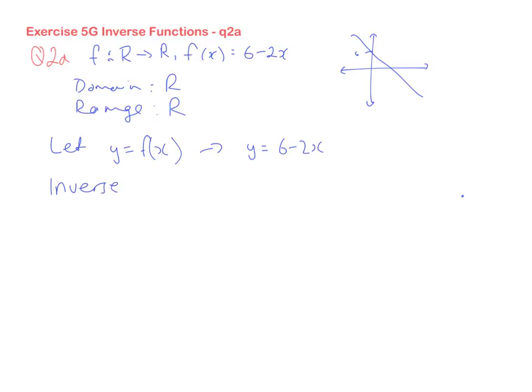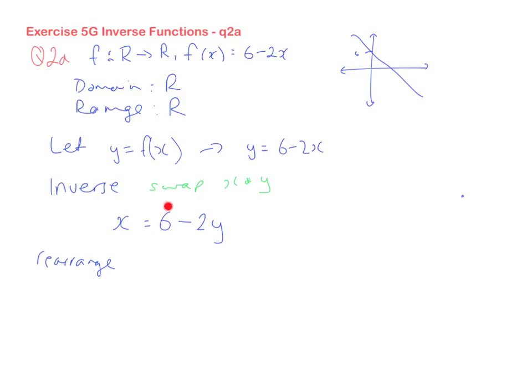So what we do there is we swap x and y. So let's have a look at that. Where I get my y, I'm going to write an x equals 6 minus, and then where I've got my x, I'm going to write y. So there's the start of my inverse function, but I've got to rearrange that because I want it in terms of y. So this is where the tricky part is, but it's not that tricky.